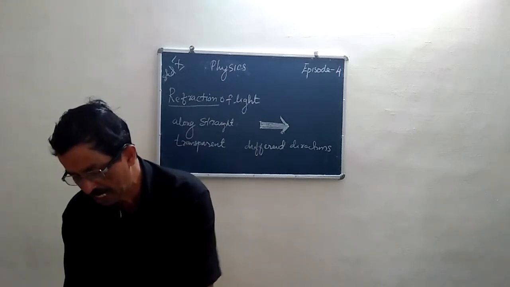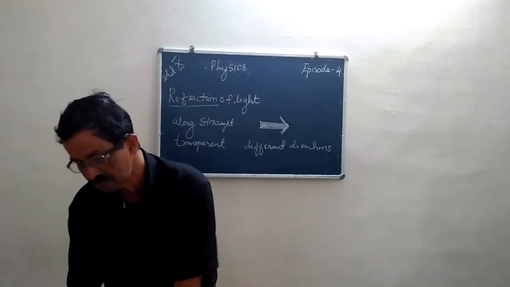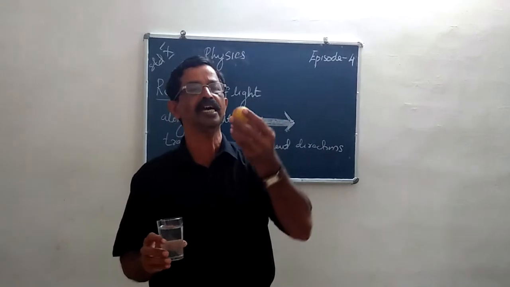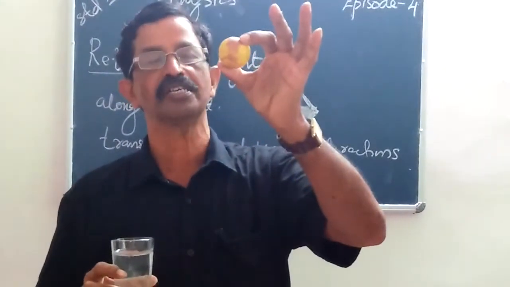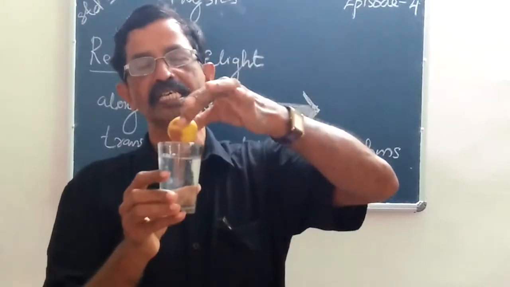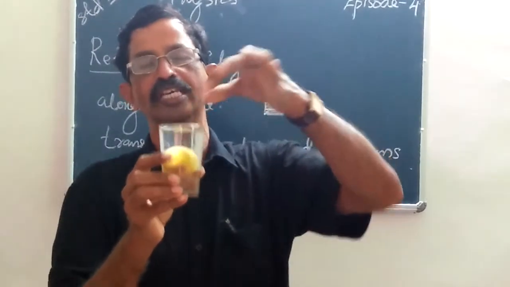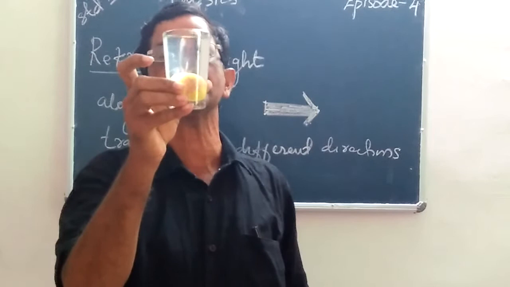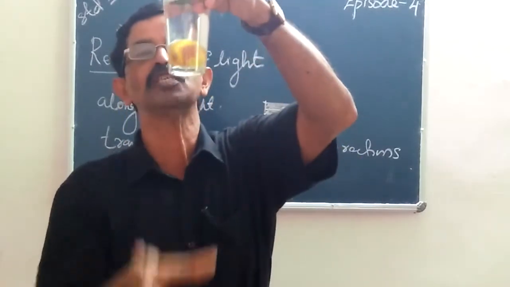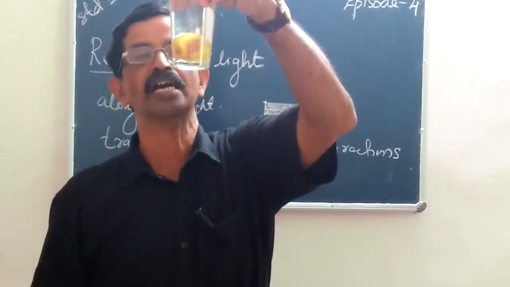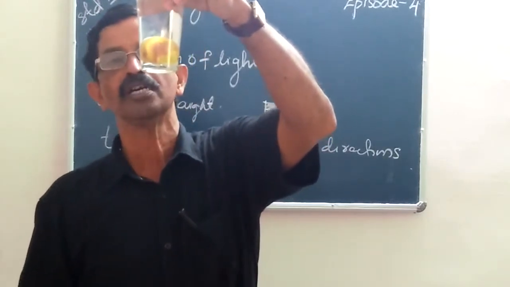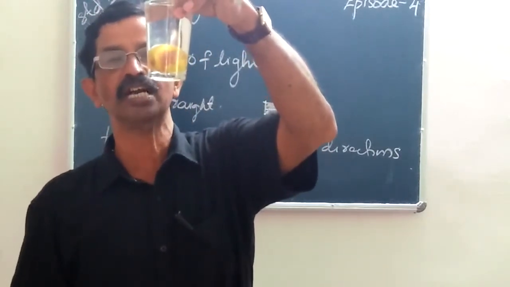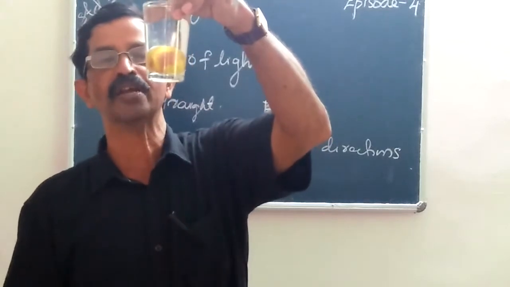Now you see another example. This is a lemon. See, its size is smaller. But when we place this lemon in water, you see its size increases. Now the size of the lemon is large. Why? This is also due to refraction.